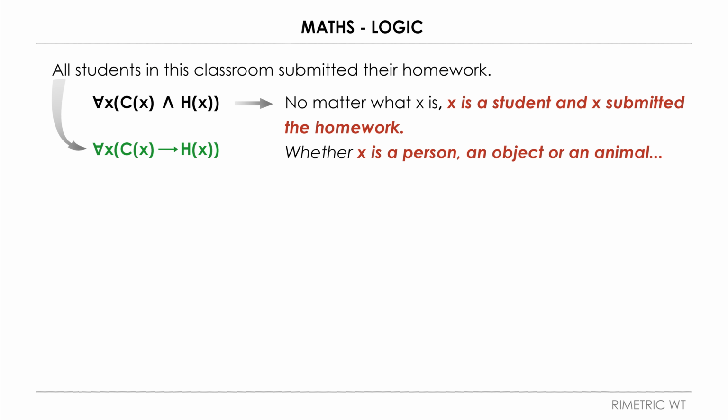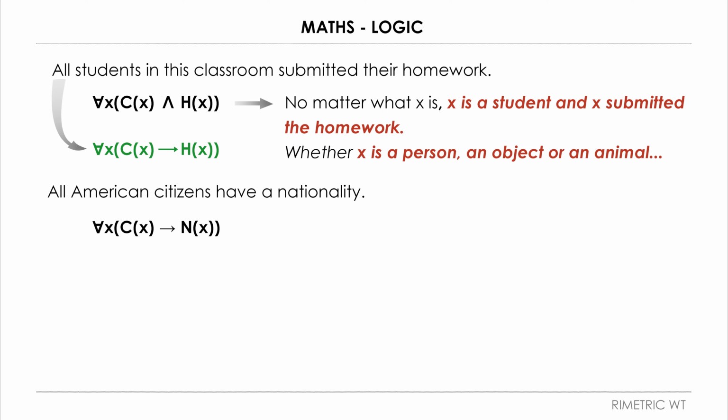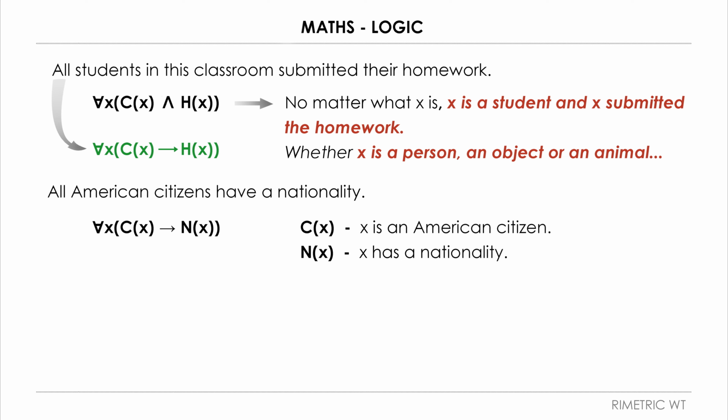All right, let's try translating some real-world examples into logic. First up, we have a statement, all American citizens have a nationality. As we can see, the statement starts with the word all, so we use the universal quantifier, and we use an implication connective here. Therefore, the logical expression of the proposition becomes for all x, C(x) implies N(x), where the predicate C(x) stands for x is an American citizen, and N(x) stands for x has a nationality. Okay, let's see another one.